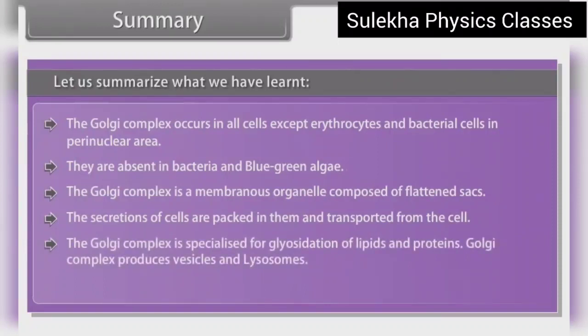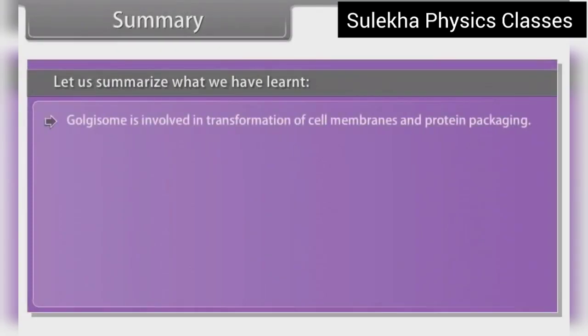The Golgi complex is specialized for glycosylation of lipids and proteins. Golgi complex produces vesicles and lysosomes. ETC is not a component of the Golgi complex. Golgi is involved in transformation of cell membranes and protein packaging. The Golgi complex is the export house of the cell.